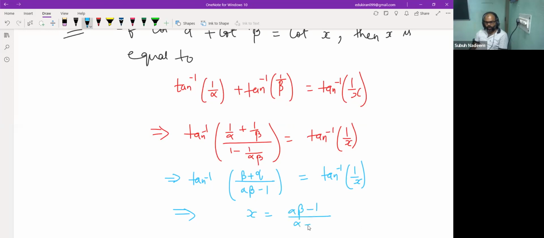So we are not going into the intricacies of the conditions because in that case we will have to do so many cases and all that. The purpose of this question is just to find x in terms of alpha beta simply. So that we have done.